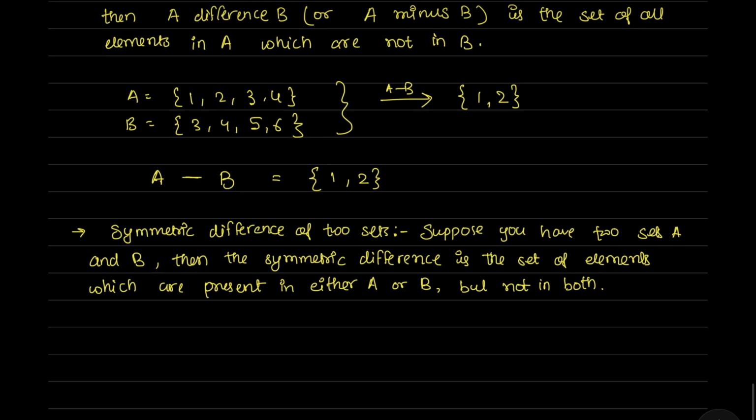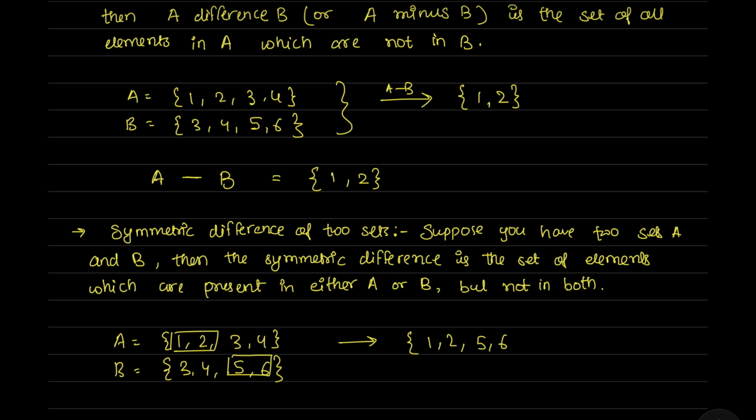So basically we will take the same example. A equal to 1 2 3 4, B equal to 3 4 5 6. As per definition, we want all the elements which are either in A or B but not in both. We can see 1 comma 2 here and 5 comma 6. These are not present in both of them, but they are present in A and B. So the answer to the symmetric difference will be 1 comma 2 comma 5 comma 6.